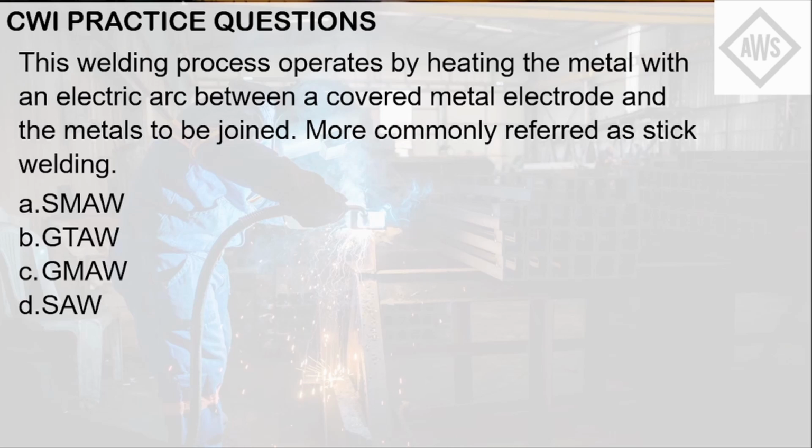Letter C, GMAW or MIG welding, is also not the correct answer because it refers to gas metal arc welding or MIG welding. Letter D is SAW or submerged arc welding. It is a fully automatic process. So the answer here is stick welding, known as SMAW.